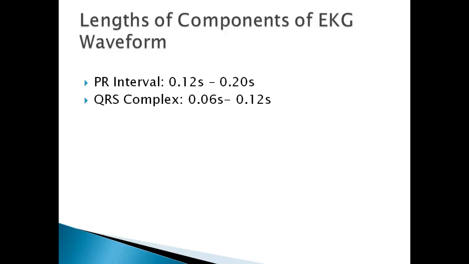The common lengths of the different components of the EKG waveform that you need to know for EKG rate and rhythm determination are: the PR interval is normally 0.12 seconds to 0.2 seconds, and the QRS complex is 0.06 seconds to 0.12 seconds. So the QRS complex is pretty narrow.